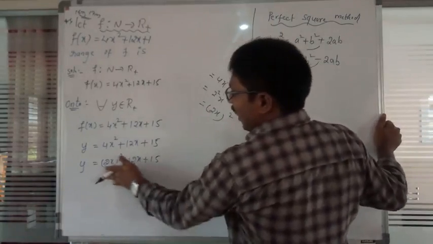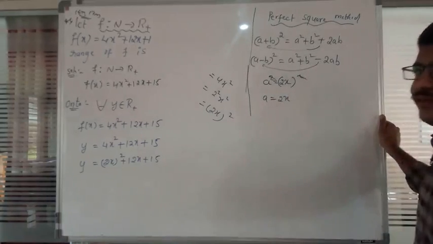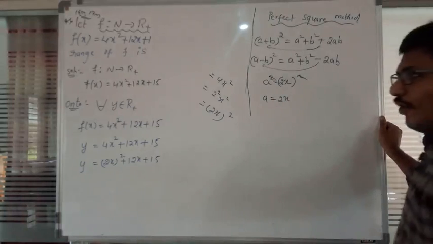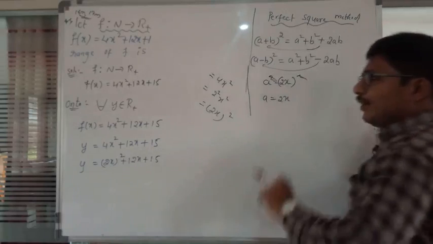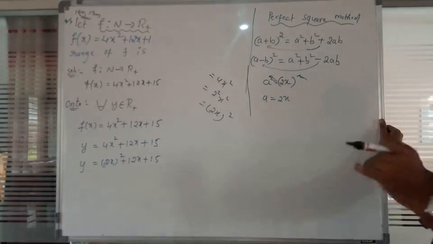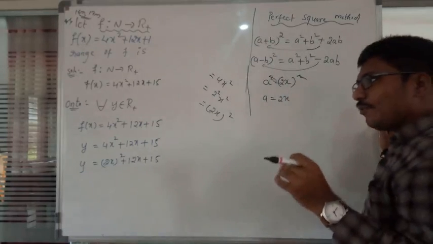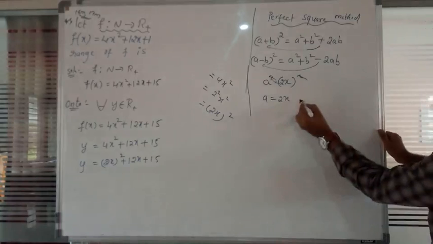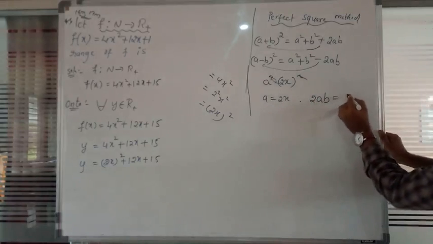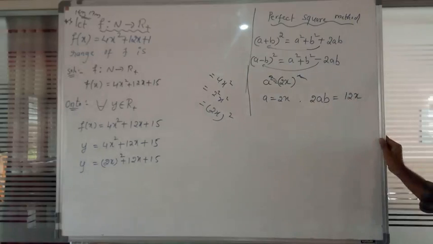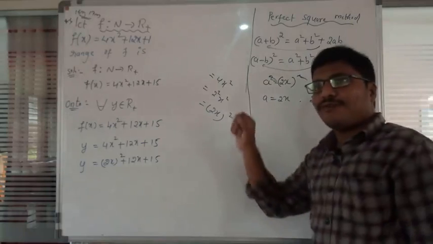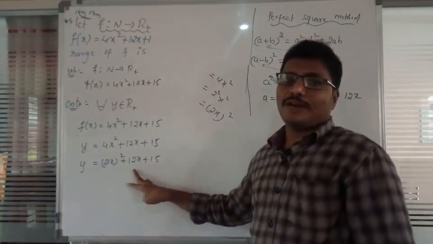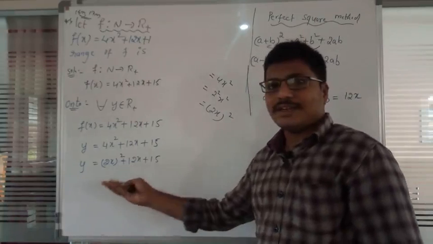And from this quadratic equation, which value contains both numbers and x? That value is 2ab. So 2ab is equal to 12x. What we don't know is b square, they have not given b square. We have a square and 2ab, but b square is not there.